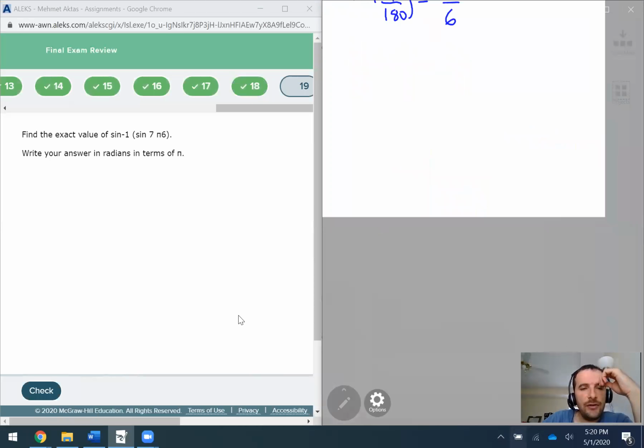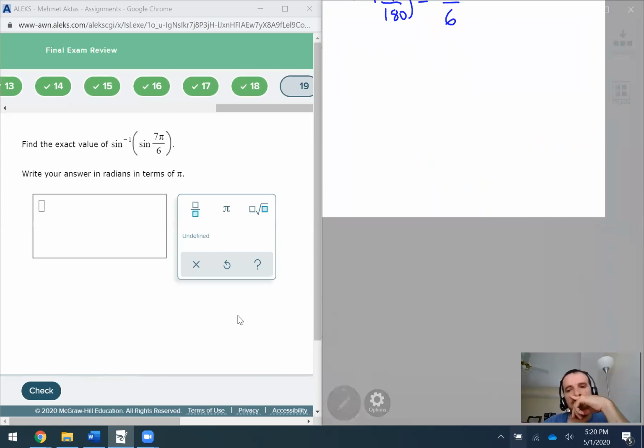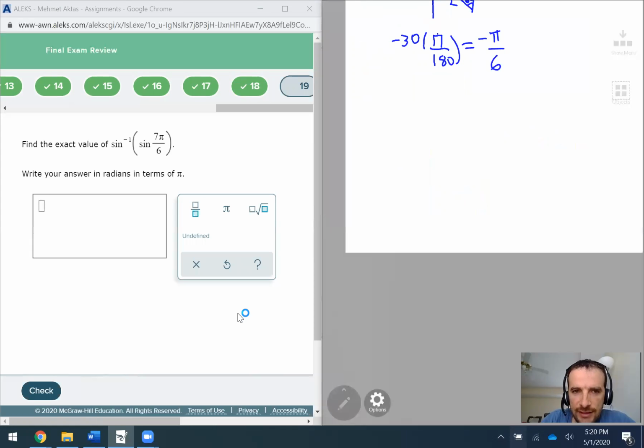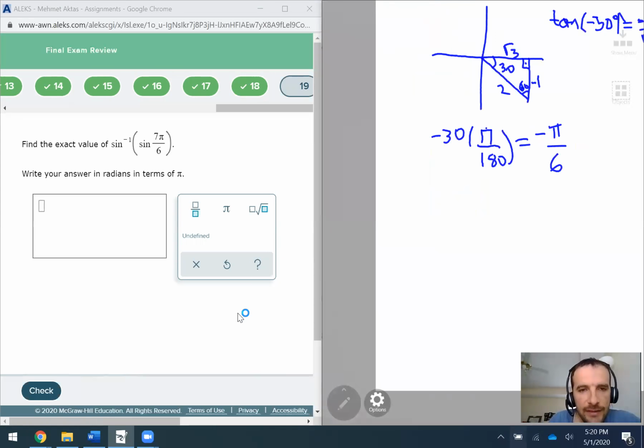Find the exact value of sine inverse of sine 7 pi over 6. Okay, good question. I can simplify sine inverse and sine, right? Because they are inverse of each other. But we have to be careful, right? 7 pi over 6 is not in the domain of sine inverse. So the range of sine inverse is, again, first quadrant and fourth quadrant. So 7 pi over 6 is here, right?